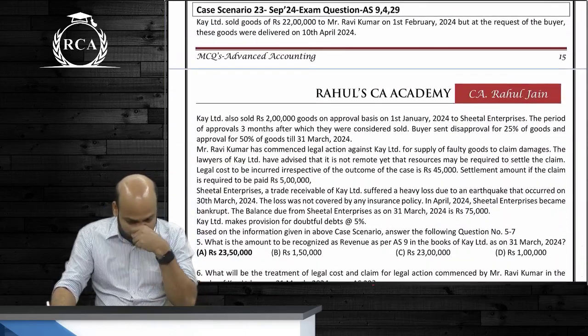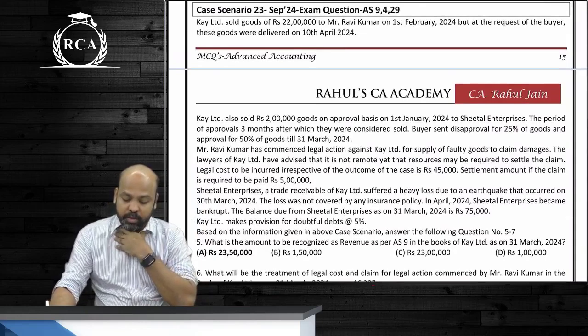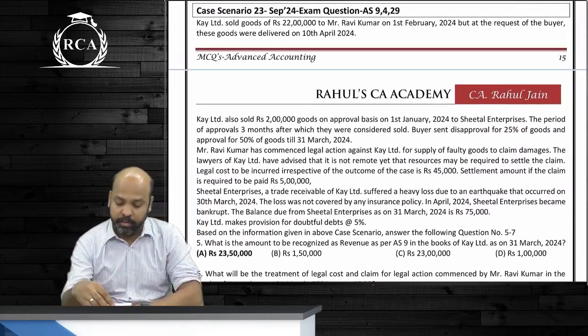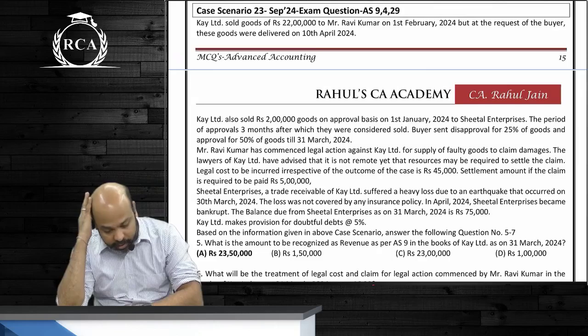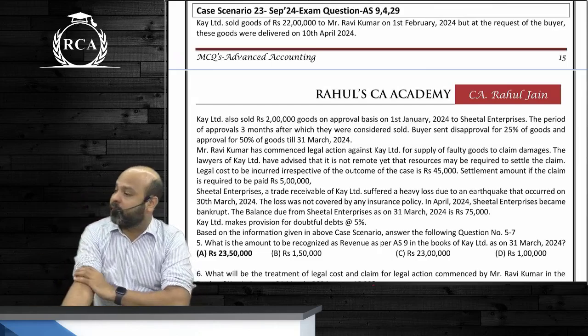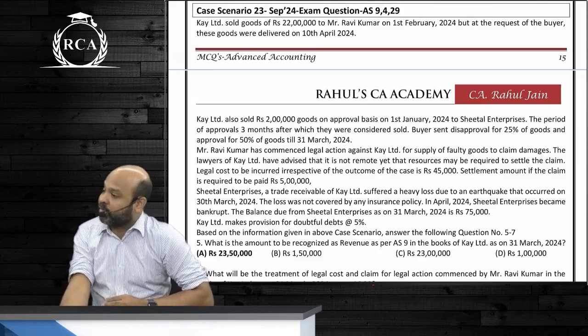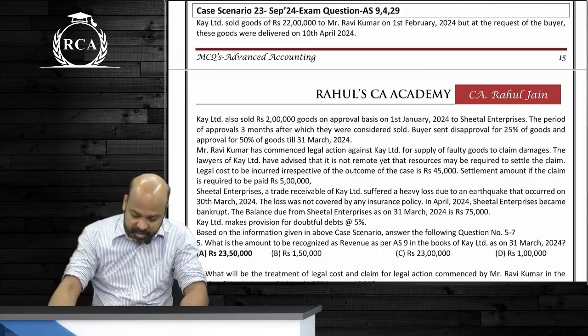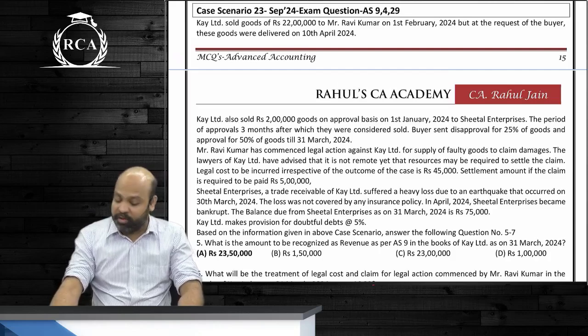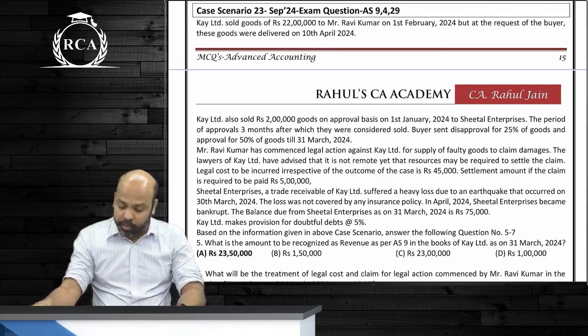K Limited sold goods of 22 lakhs to Mr. Ravi Kumar on 1st Feb 2024, but at the request of the buyer, these goods were delivered on 10th of April. At the request of the buyer, beta, if delivery is delayed, will you delay revenue recognition or can you recognize revenue immediately? K also sold goods 2 lakhs worth on approval basis on 1st Jan 2024 to Sheetal Enterprises. The period of approval is 3 months, after which they were considered sold. Buyer sent disapproval for 25% of the goods and approval for 50% of the goods.